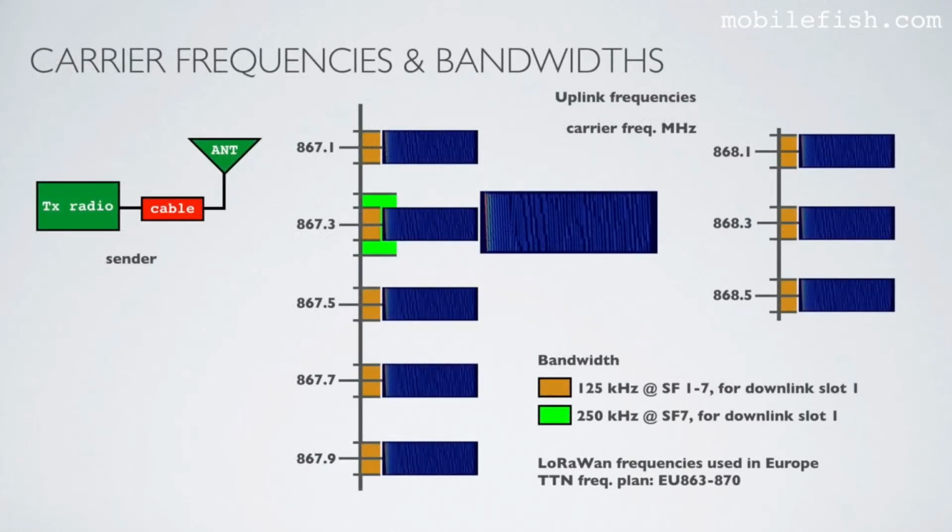In this picture, you see the LoRaWAN frequencies used in Europe based on the Things Network frequency plan AU 863 to 870. Here are the uplink frequencies with corresponding bandwidths. These are actual LoRa transmitted signals. This is a LoRa transmitted signal using the 125 kHz bandwidth, and this is a LoRa transmitted signal using the 250 kHz bandwidth.